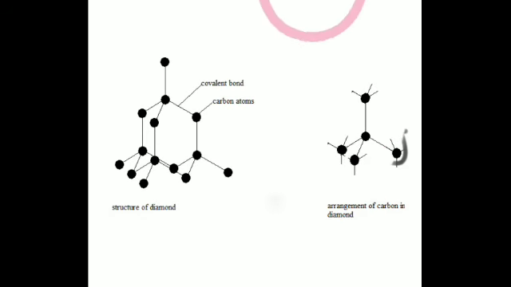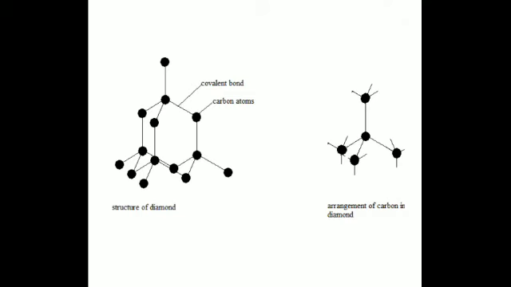Now each carbon atom in the diamond crystal is linked to 4 other neighboring carbon atoms. You can see over here each carbon atom is linked to 4 carbon atoms. You can see in this figure also they are linked to 4 carbon atoms, and these carbon atoms are linked by strong bonds. Is that clear? These carbon atoms are linked by strong bonds and form a rigid three-dimensional tetrahedral structure.